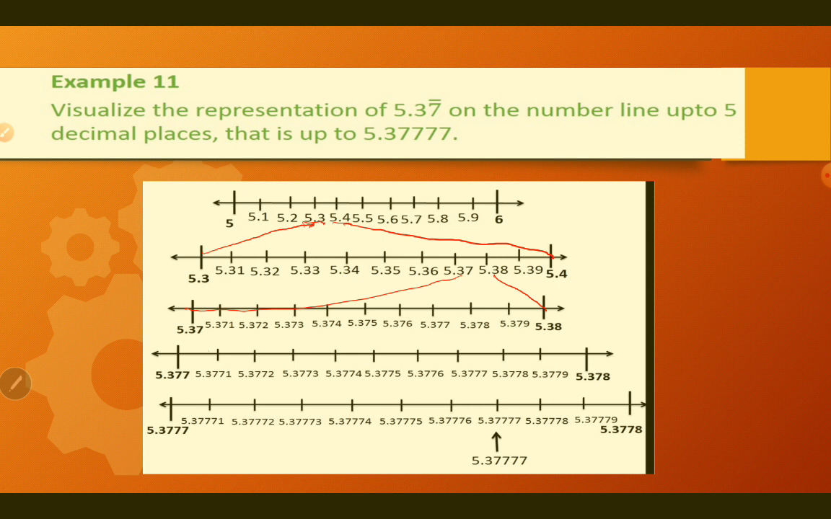From 5.377 till 5.378 lie 5.3771 to 5.3779. Between 5.377 and 5.378 lies our answer, that is 5.37777.